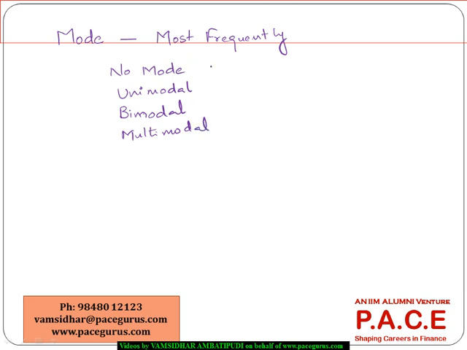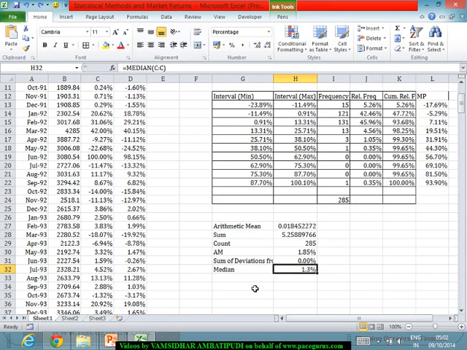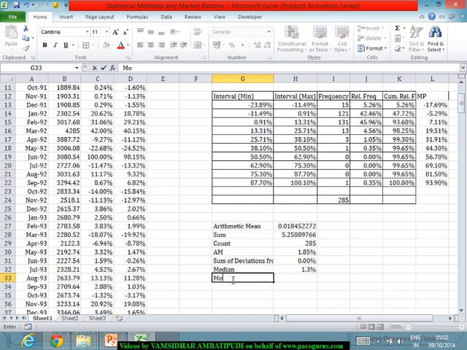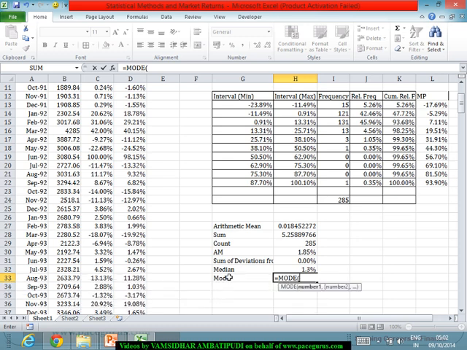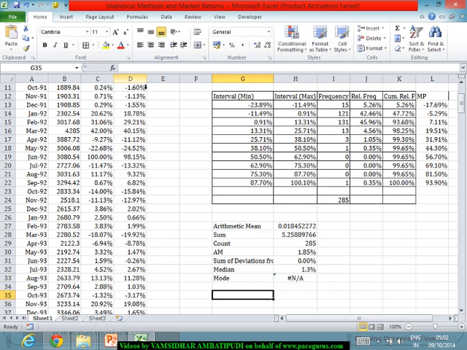And for returns data, where almost every value comes only once, because any possibility could be there because of the precision, there is a very good chance that if I am looking at the mode, the mode may not be present, because no value is repeated more than once in the entire data.